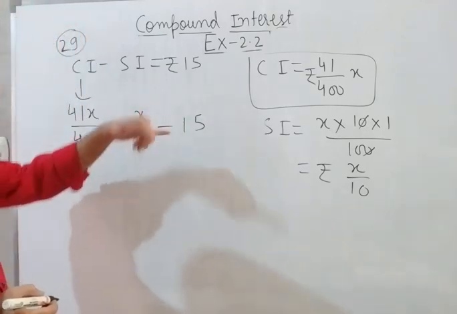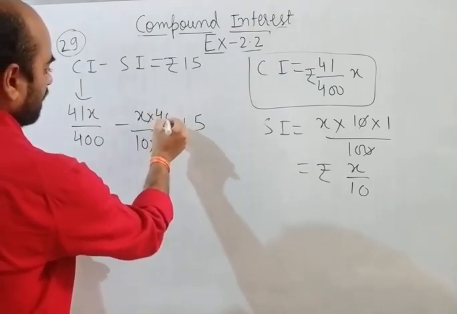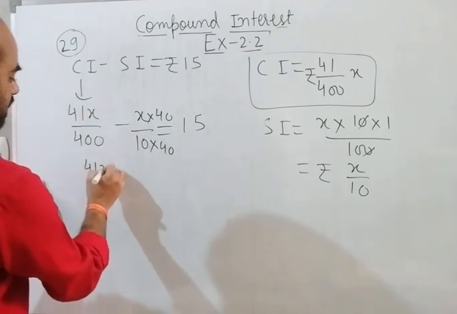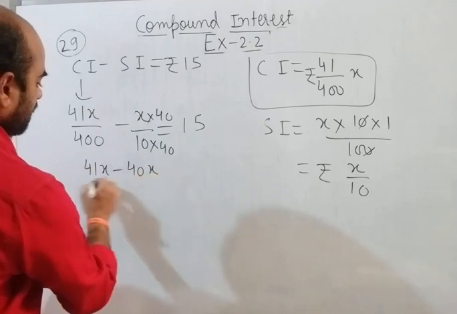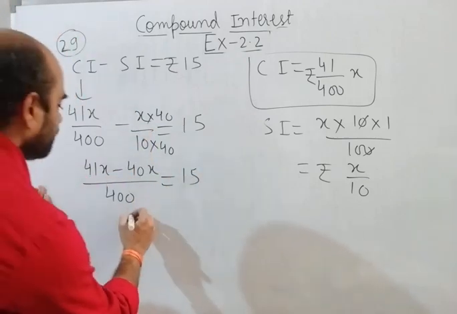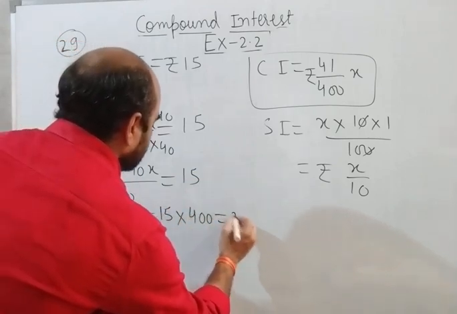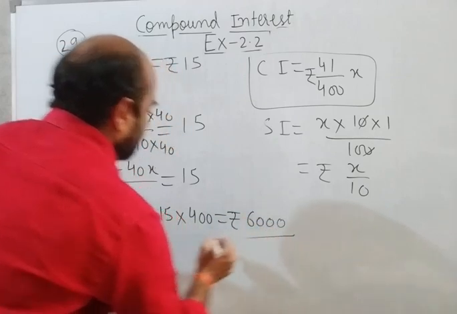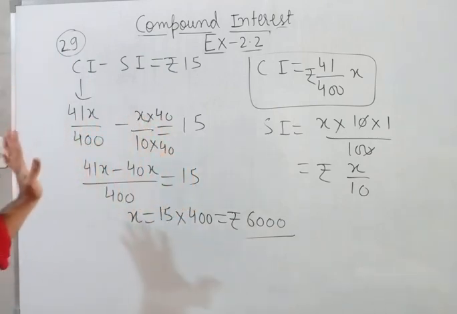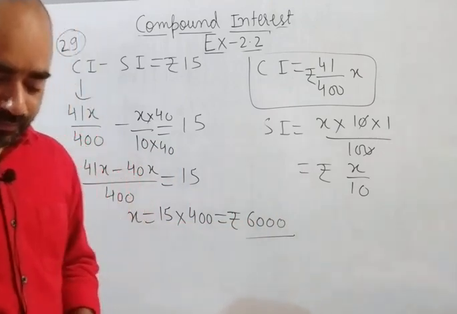Now make the denominators the same, so we can multiply by 40. That will come (41x minus 40x) upon 400, since denominators are the same, equal to 15. So finally x will be 15 into 400, that is 6,000. So the answer is 6,000. Clear? Simple question, nothing. Only read the question properly.